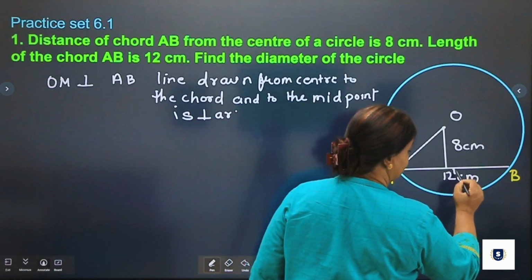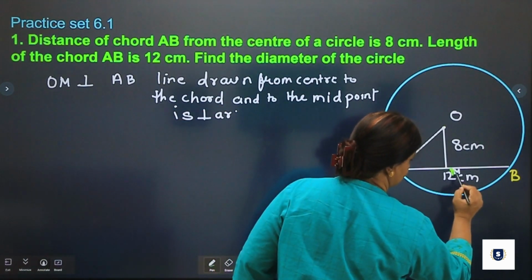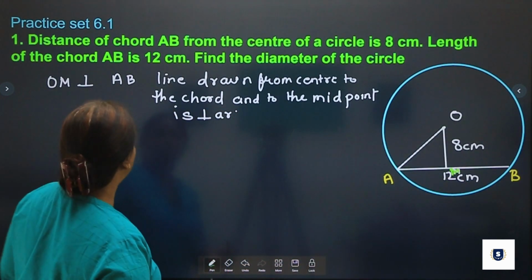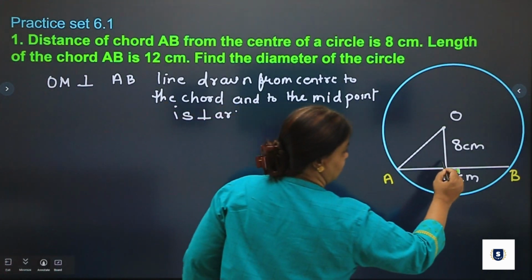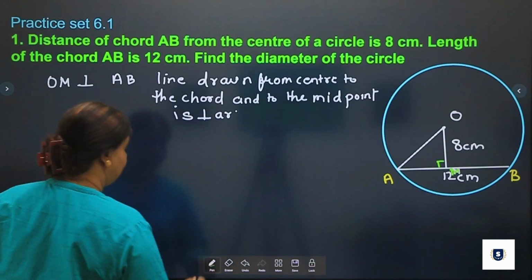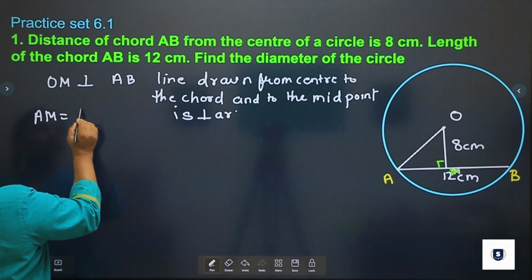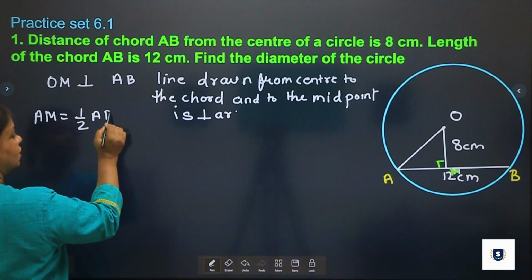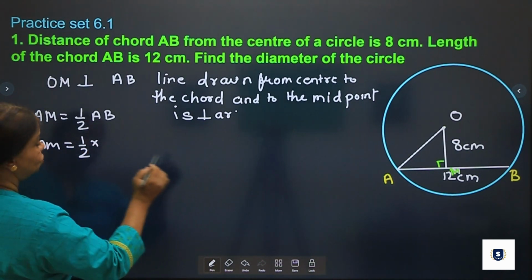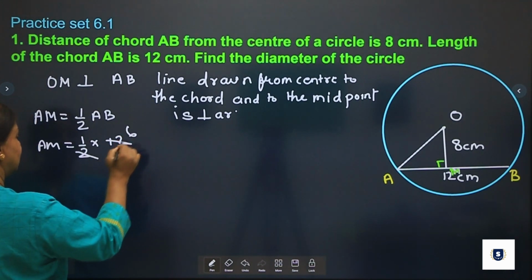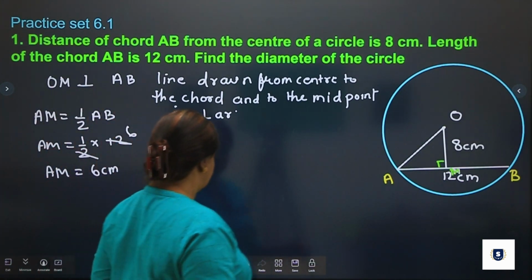Say M is the midpoint. Okay? M is the midpoint. So OM is going to be perpendicular to AB. And if M is the midpoint, then AM is equal to half of AB. So AM is equal to half of 12. We can say 2 sixes. So AM is equal to 6 centimeter. So we got AM as 6.